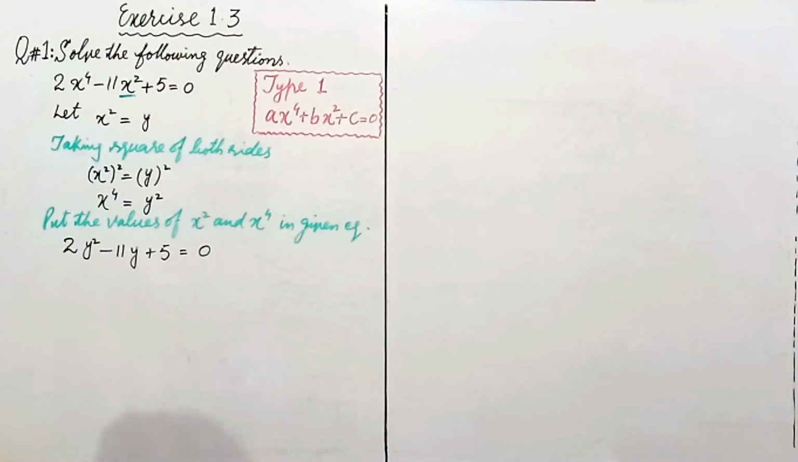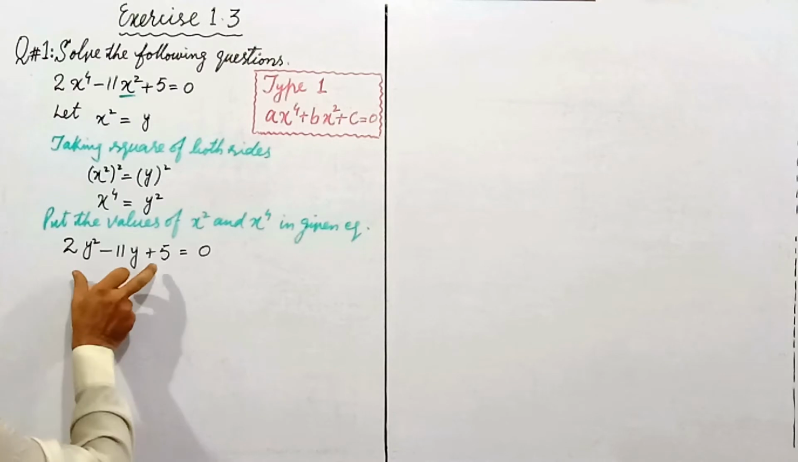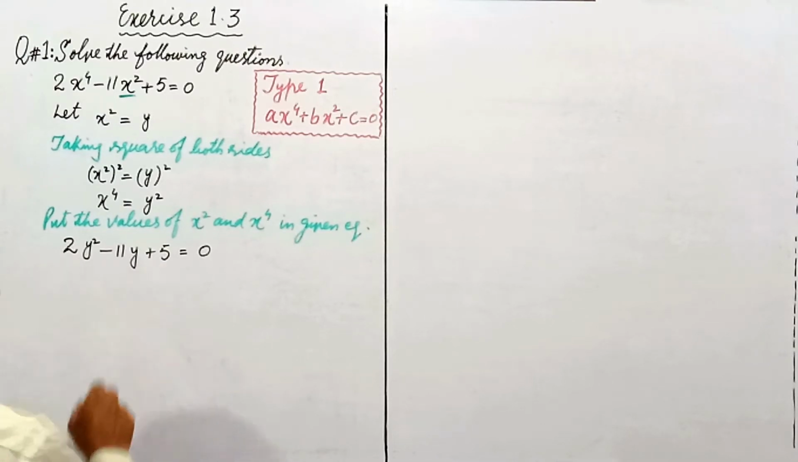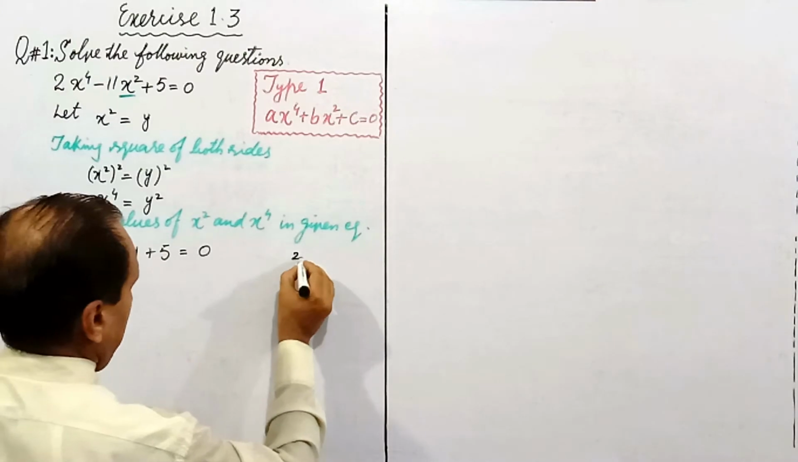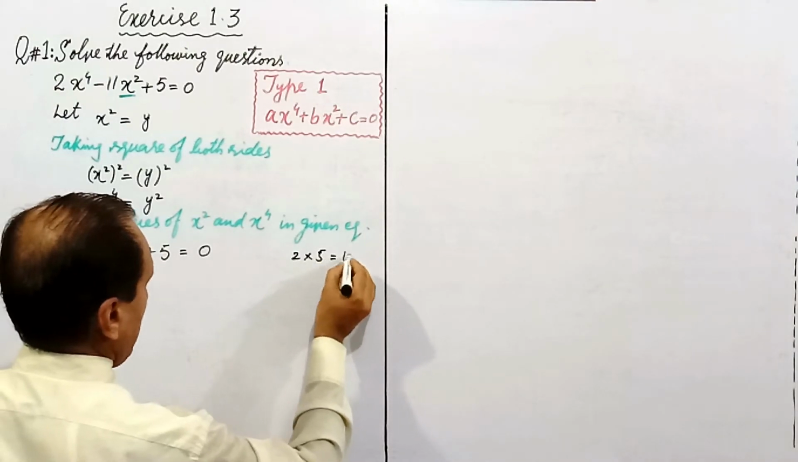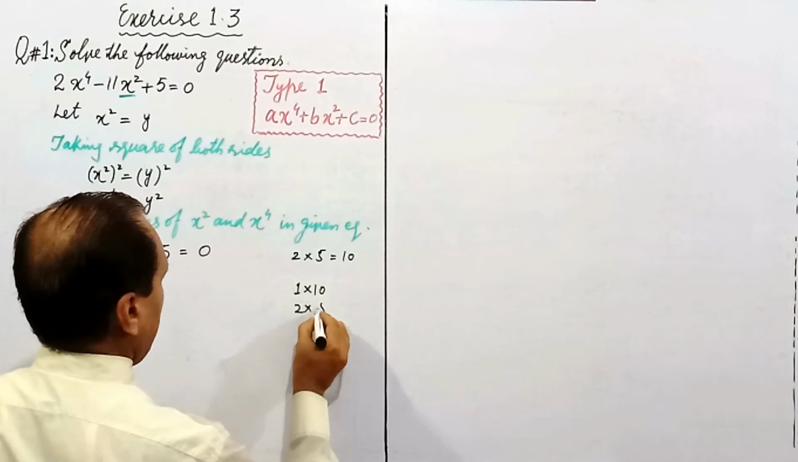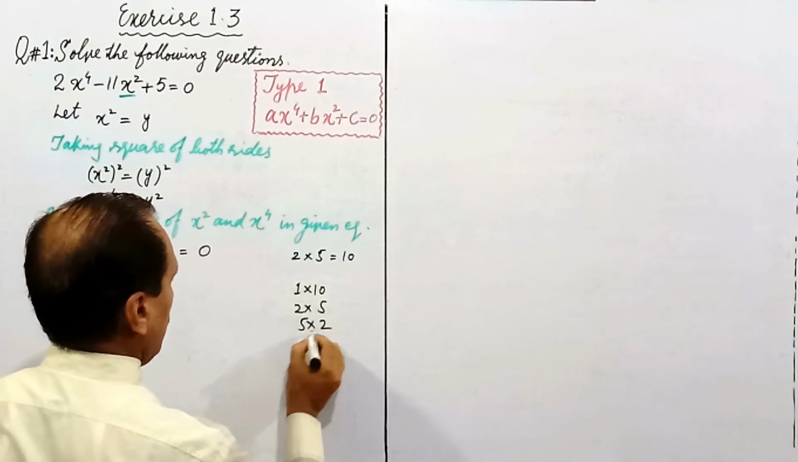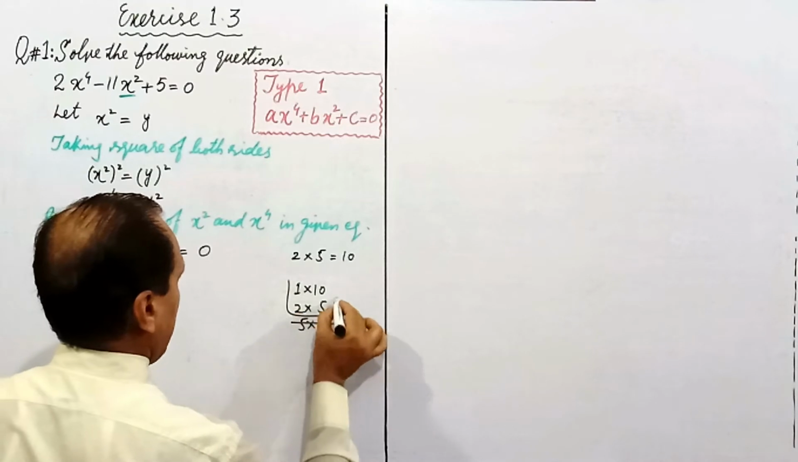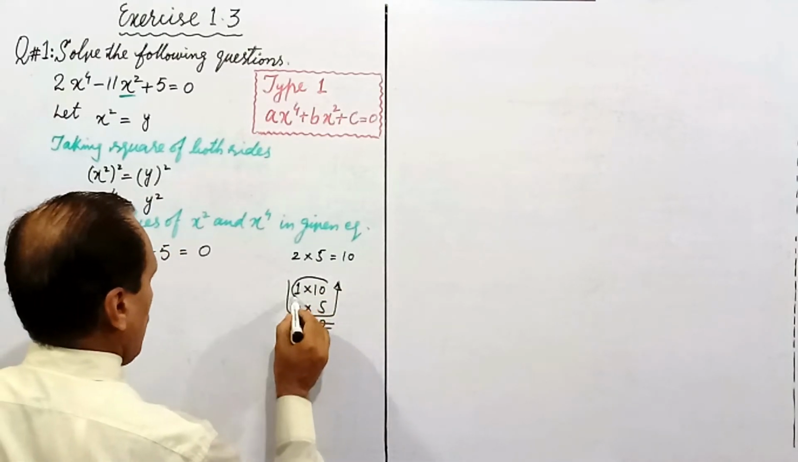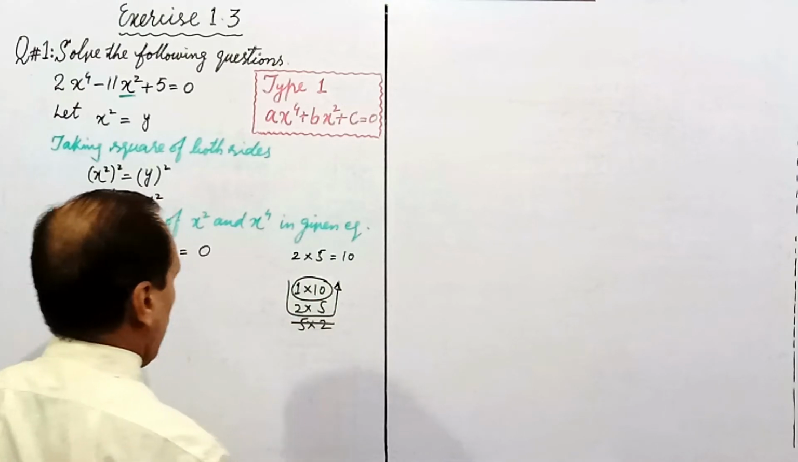Now you recall that this is a quadratic equation and we can easily solve it by the method of factorization. For this we have to multiply 2 by 5. We have 10: 1 into 10, 2 into 5, 5 into 2, the numbers are repeated, so we stop making factors. Our required factors which help us to break the middle term are 1 and 10.